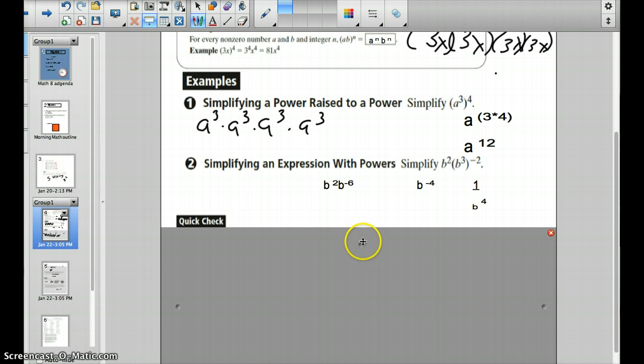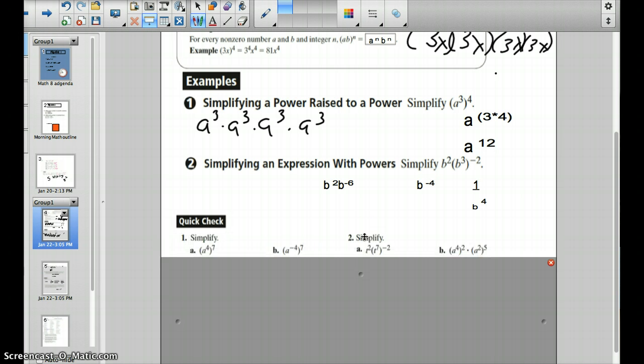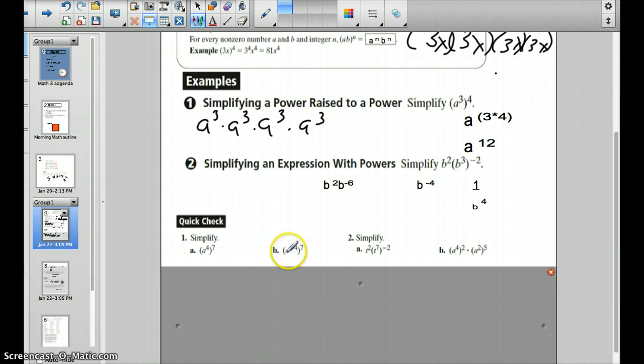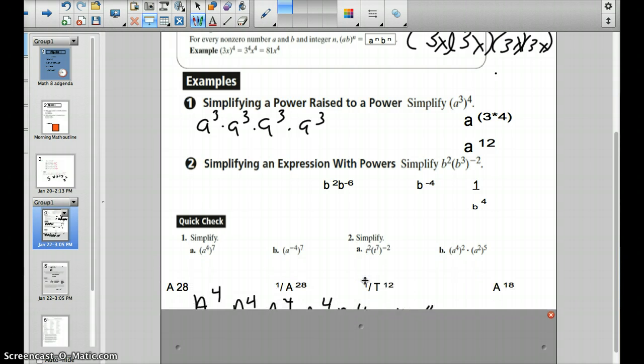Go ahead and try these next 3 quick checks. When you're ready, restart the video and check your work. So we have a to the 4th taken to the 7th power. So we should multiply our exponents and we should get a to the 28th.